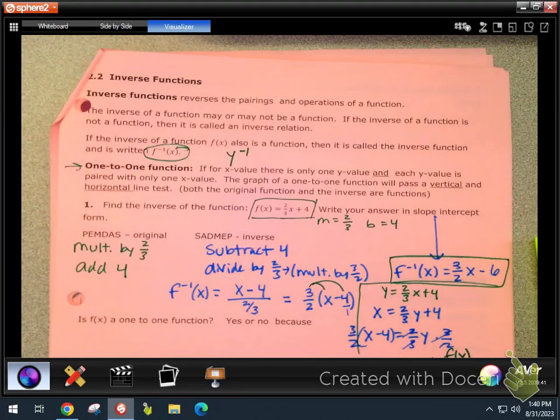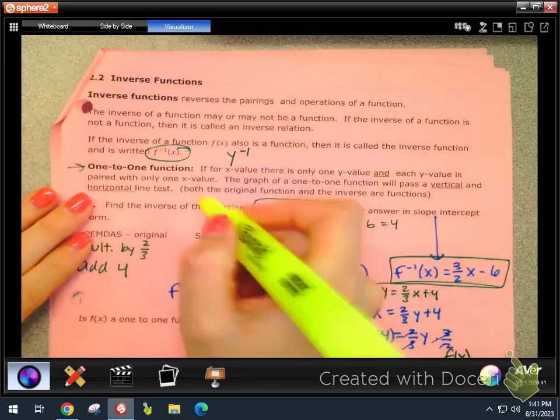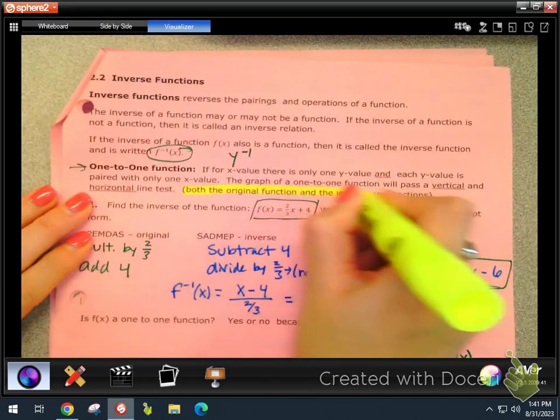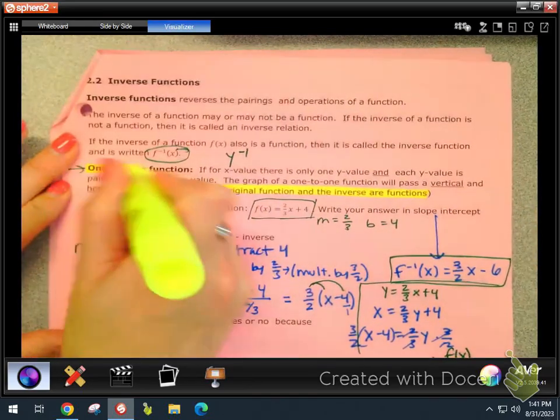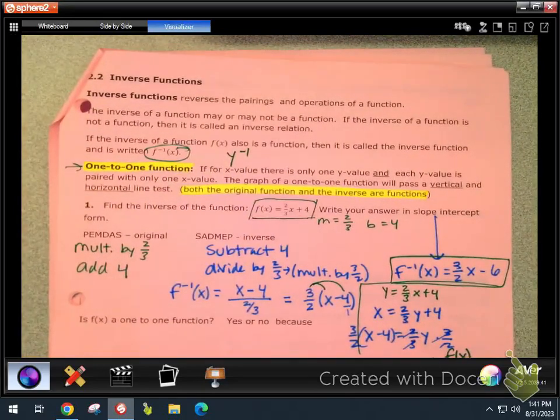To be a one-to-one function, those are kind of a subset under our big umbrella of functions here. One-to-one functions obviously are functions, so their x's don't repeat, but more specifically, their y's do not repeat as well. So why do we care about that? If a function is one-to-one, then the original and the inverse will be functions. That's why we want to know that, because we can test our original. If it's one-to-one, that gives us insight that our inverse should also be a function. Our inverse graph will pass the vertical line test.